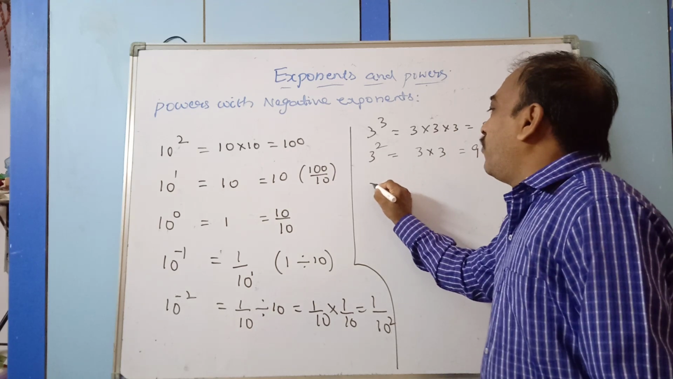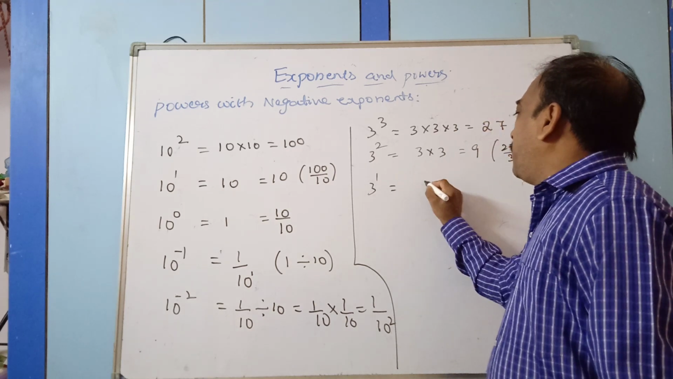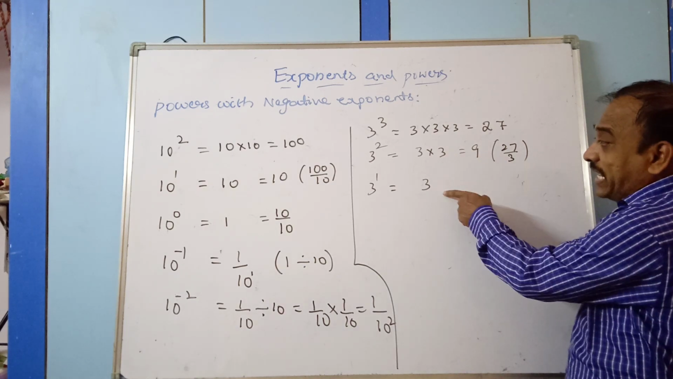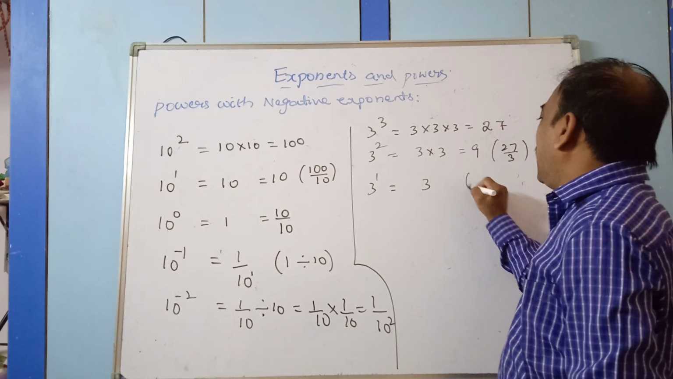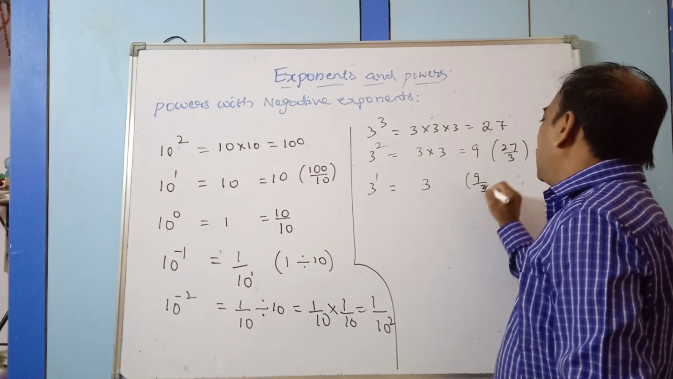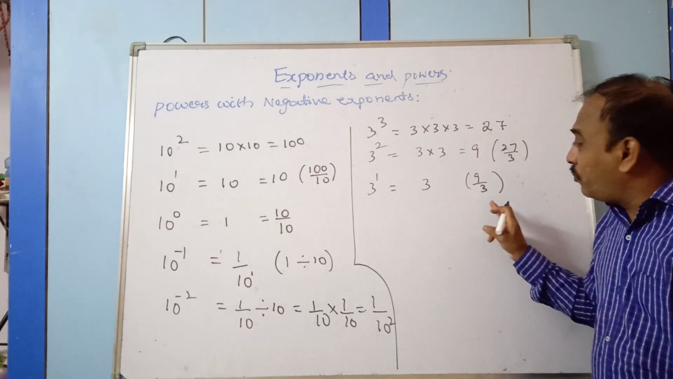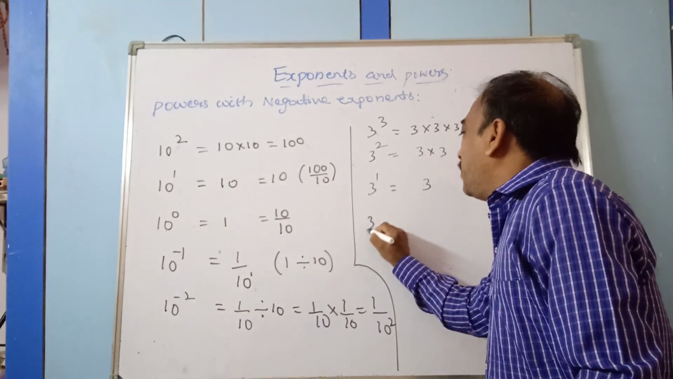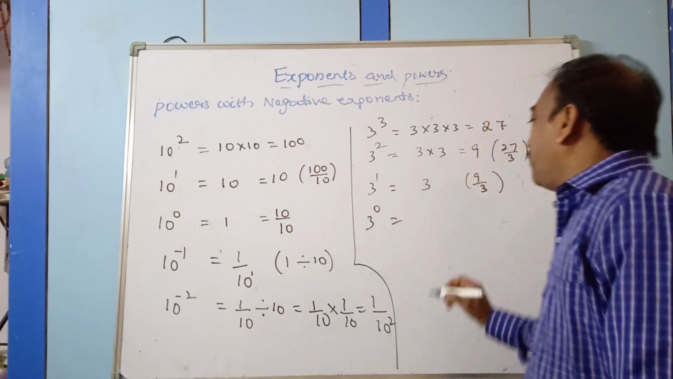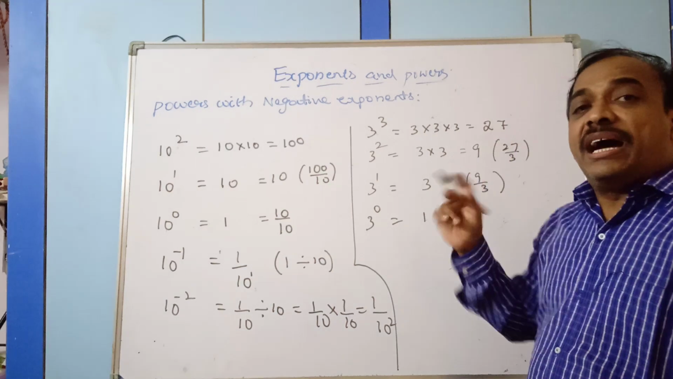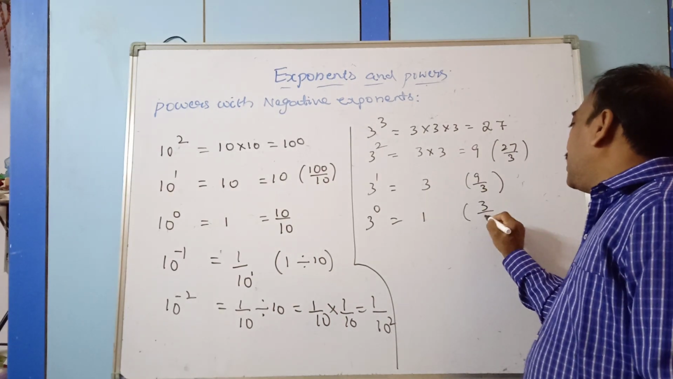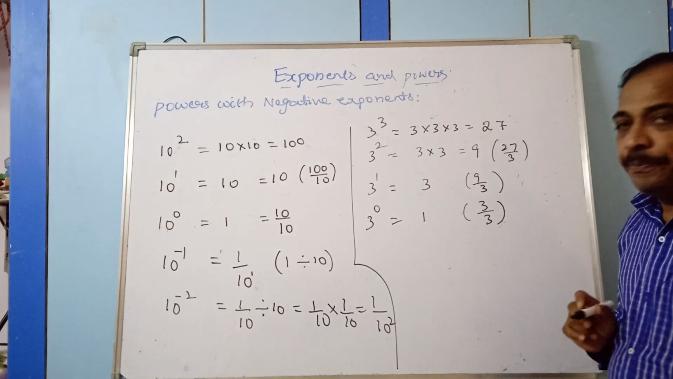Now 3 to the power 1. 3 to the power 1 means 3. What is the value actually? From here to here it is decreased, so here you can write 9 by 3. 9 divided by 3, you get the answer as 3. That is 3 power 1. Now 3 to the power 0, which is nothing but 1, we learned how. Again 3 divided by 3. Observe it, 3 divided by 3.